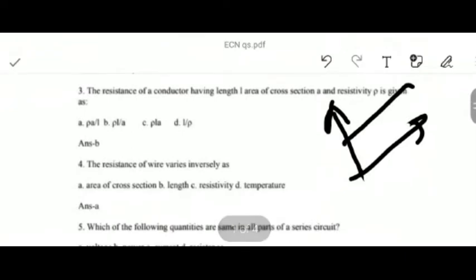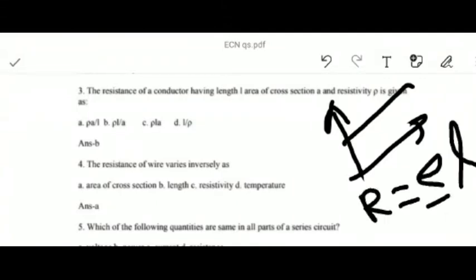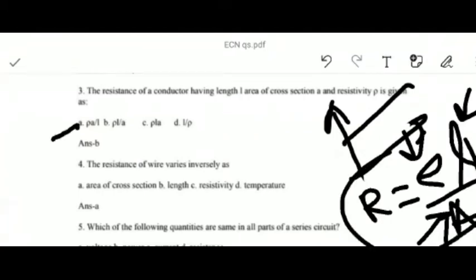In the third question, the resistance of a conductor having length L, area of cross section A, and resistivity rho is given by. It's a basic question. We have also studied it in 10th class. So R equals rho L by A, where rho is resistivity, L is length of conductor, and A is area of cross section. So here option B will be the correct answer.